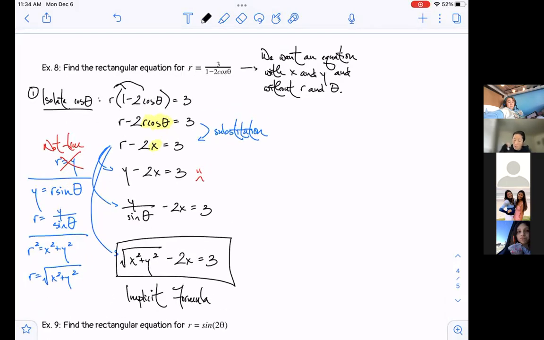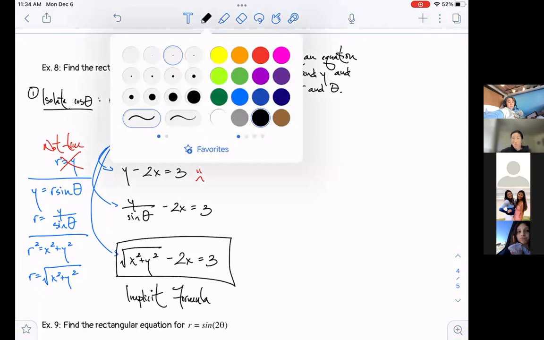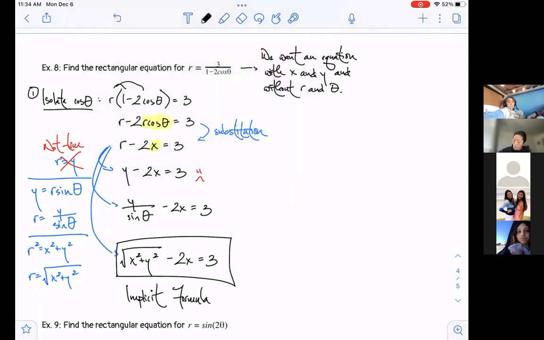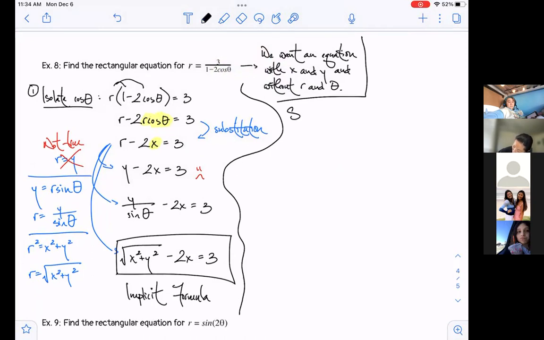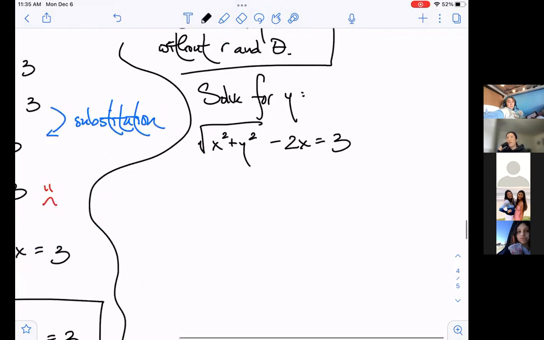I do want us to walk through how to get y by itself, only because I've seen some questionable algebra going on. And I want us to spend a little time thinking about some of those fundamental algebra situations. Okay, so to solve for y, let's write out what it would look like: square root of x squared plus y squared minus 2x equals 3. Let's focus on this piece for right now. How can we start to get y by itself? Let's talk through some legal as well as illegal moves.